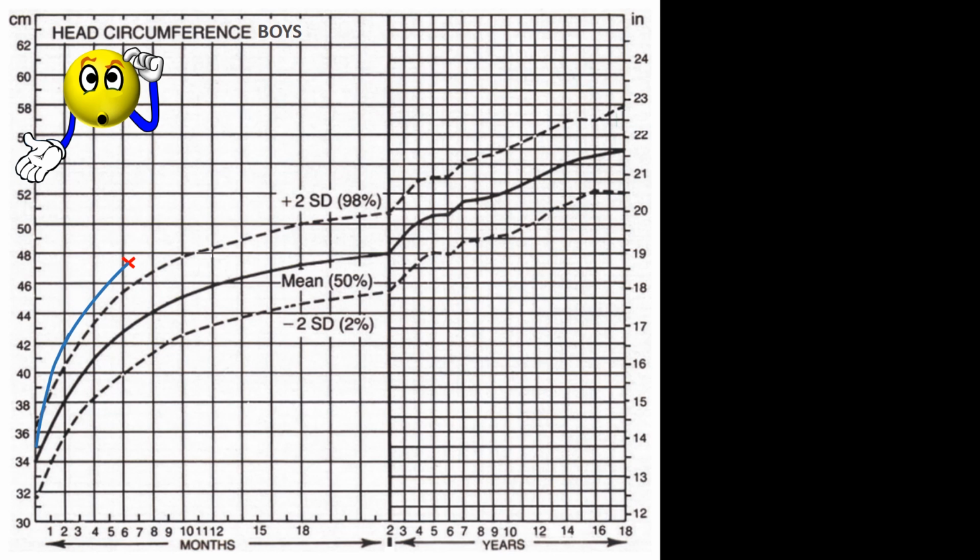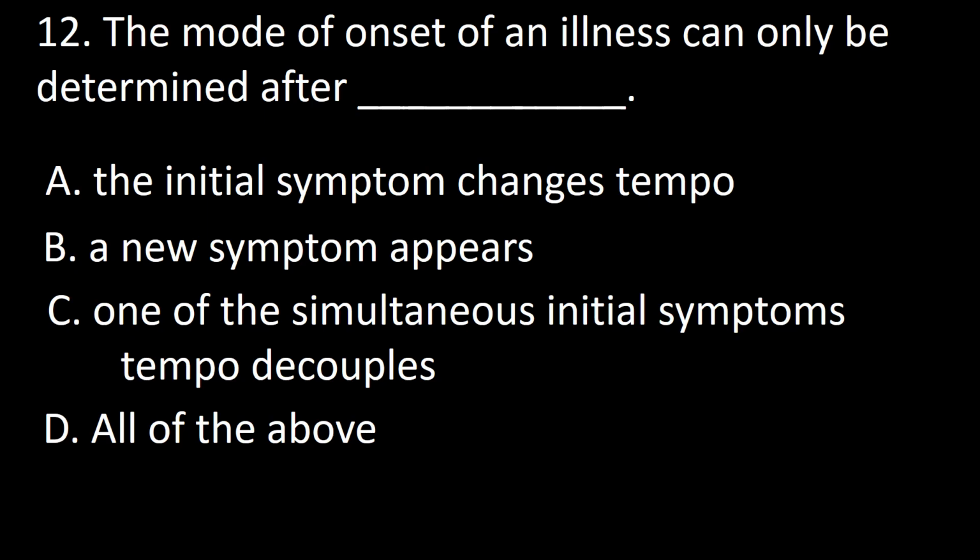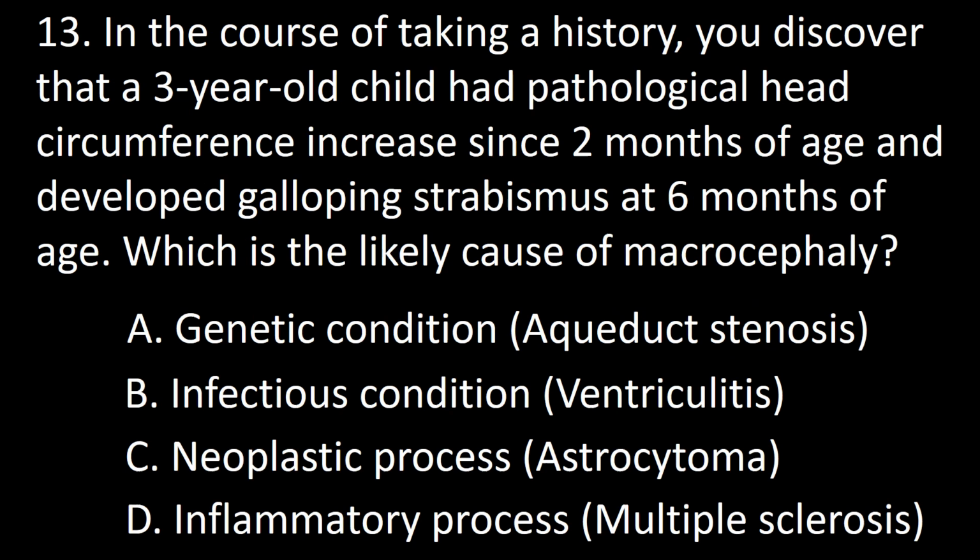Or instead, 1 month later, after you see the patient, he will develop diplopia due to third cranial nerve dysfunction, suggesting that the head growth during the first 6 months of age was due to obstructive hydrocephalus caused by a posterior fossa tumor. So the answer to this question is D.